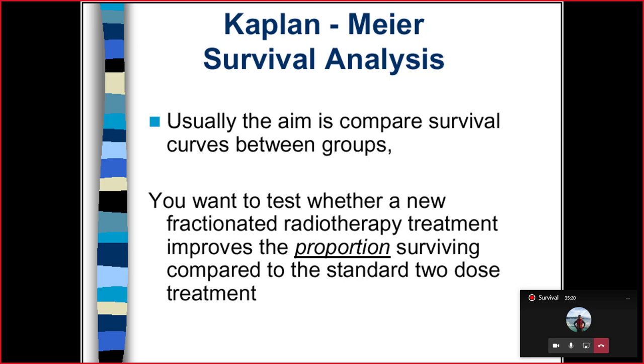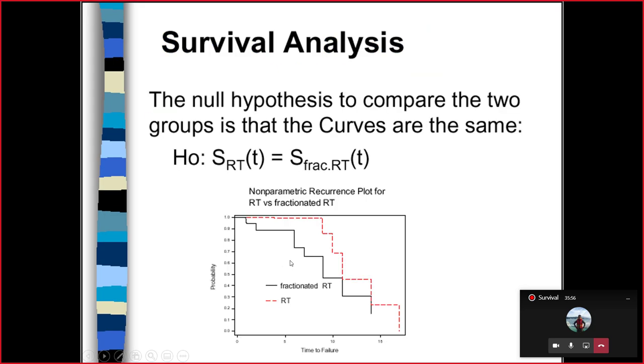Okay, so next is the aim is to compare survival curve between groups. So basically kita akan buat comparison. Kita ada basically dua data set. Kita akan compare data set antara kumpulan 1 dan kumpulan 2, dan kita lihat which treatment is better. So here's an example. Kita nak compare antara fractionated radiotherapy dengan proportion of surviving dengan standard 2 dose treatment. So kita ada dua treatment, satu is fractionated radiotherapy, satu adalah standard 2 dose treatment. So kita run analisa. Kita tengok dia punya curve.